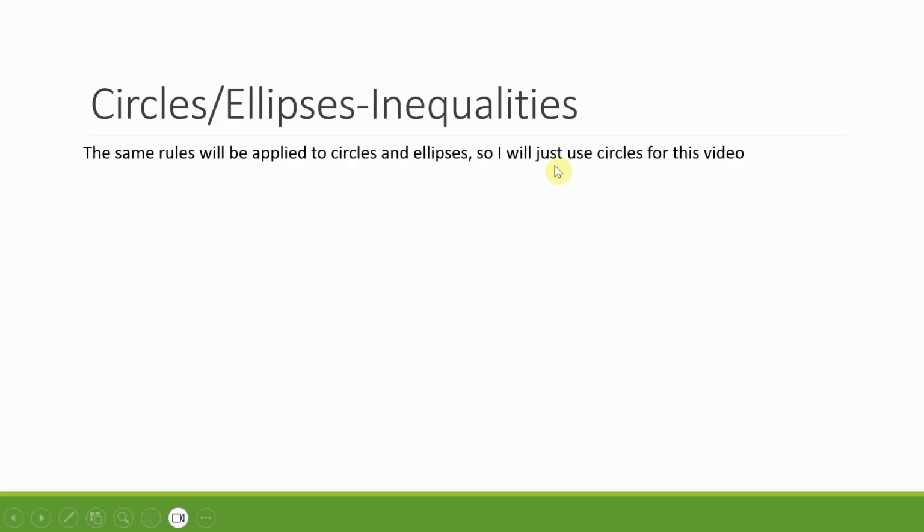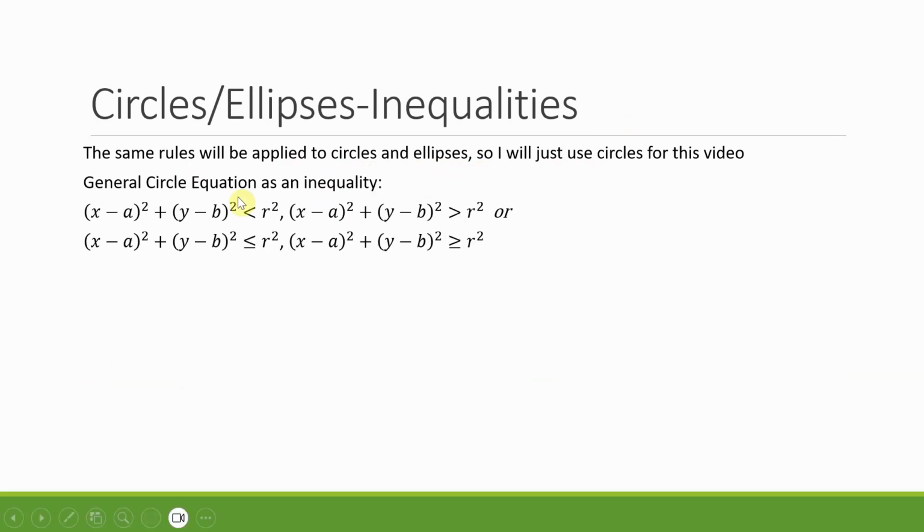So now I want to finish up talking about inequalities. Now in this case, the same rules for the inequalities are going to be applied to both the circles and the ellipses. So I'm just going to use circles for this video, just because it's a little bit faster. So, if I was to rewrite the general circle equation as an inequality, I'm going to have 4 possibilities. Now, before you get too confused, all I'm doing here is replacing this equal sign with a less than, greater than, or less than or equal to, or greater than or equal to. That's all that changed. So, how does this change your graphing?